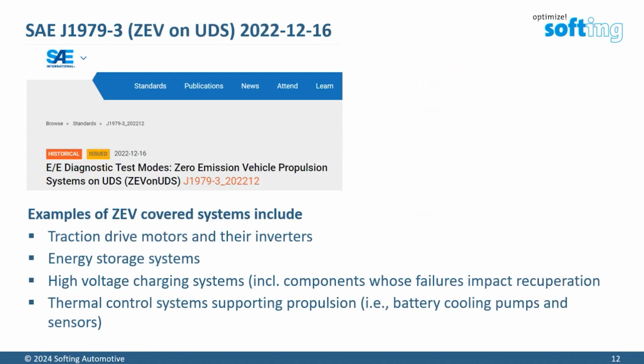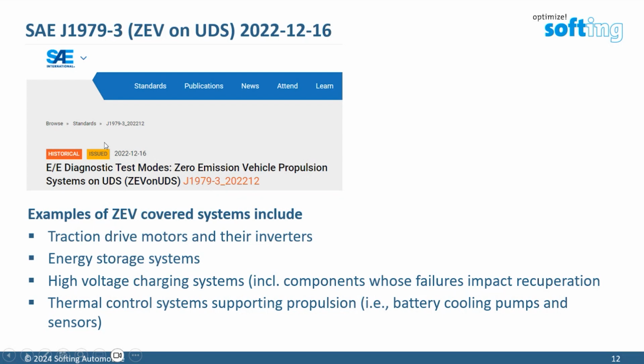Here is the -3, named ZEVonUDS. It has been published in December 22, is available in the SAE bookstore, and is titled E/E Diagnostic Test Modes. That's like the J1979 has been titled, and the new subtitle is Zero Emission Vehicle Propulsion Systems on UDS, ZEVonUDS, if you like it or not. I don't. However, that's the title.